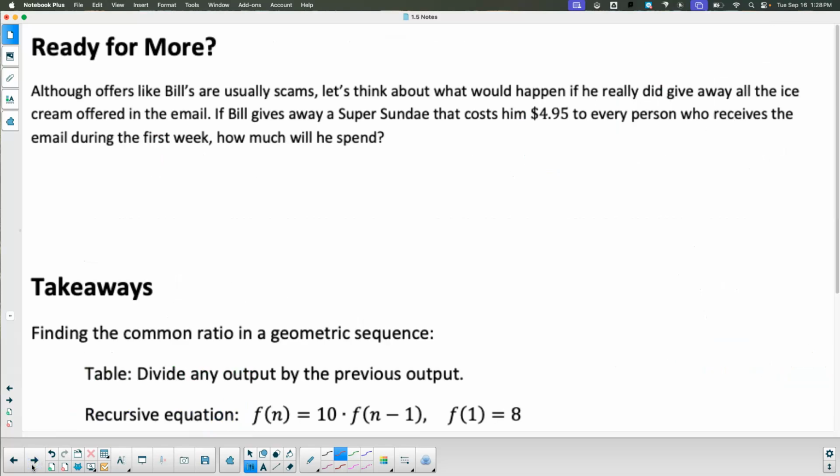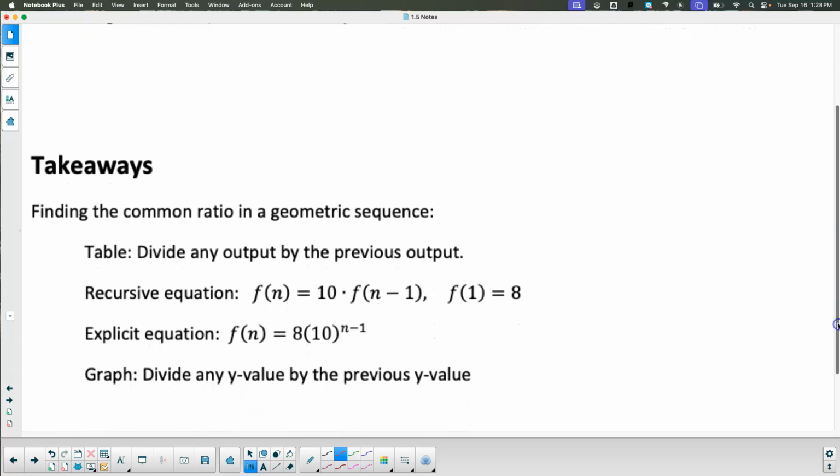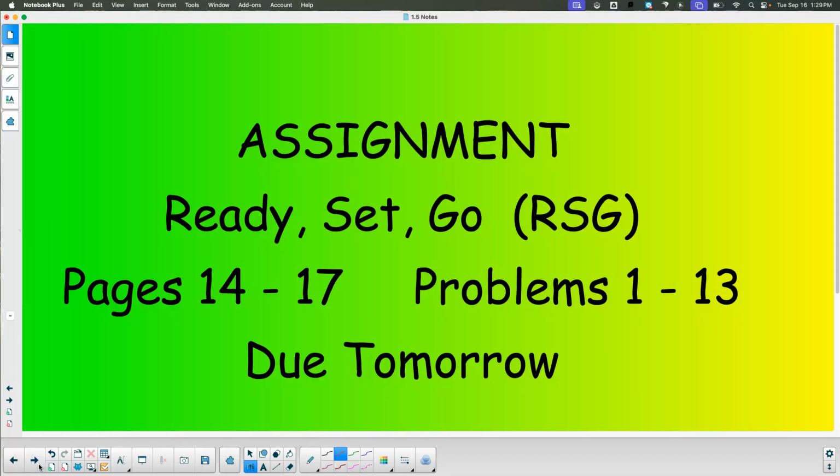In a table or in a sequence, it's dividing any output by the previous output. That gets us our ratio. Recursive gets us there. Explicit gets us there. All good there. Love it. All right. What do we got next?